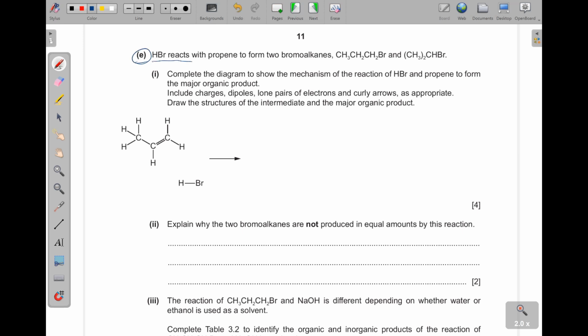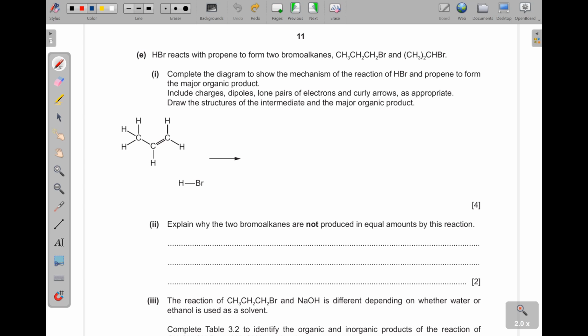Part E, hydrogen bromide reacts with propene to form 2 bromoalkanes, the primary one and then the secondary one. And then they are saying that complete the diagram to show the mechanism of the reaction of hydrogen bromide and propene to form the major product. Include charges, dipoles, lone pairs of electrons, and curly arrows as appropriate. Draw the structure of the intermediate and the major organic product.